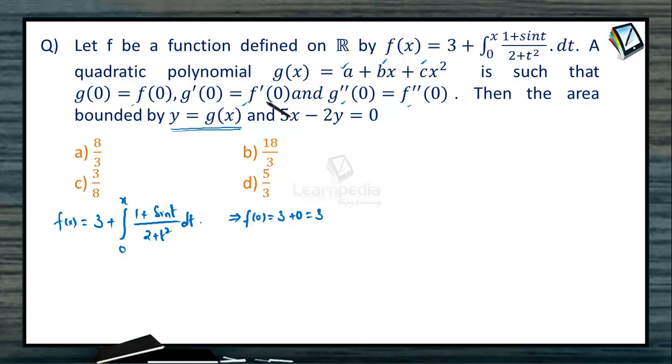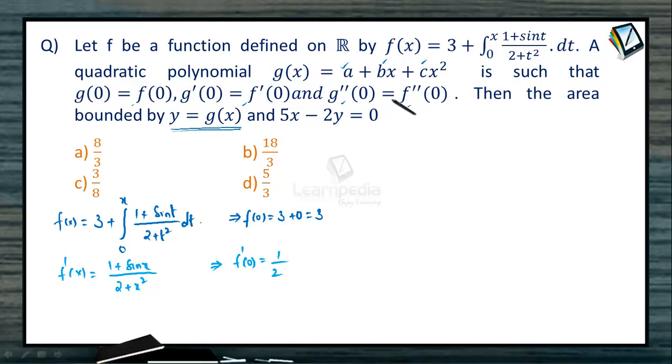But apart from f of 0, we also need f dash 0. Now what happens when we differentiate this function both sides with respect to x? We get f dash x equal to (1 plus sin x) by (2 plus x square), right? So once we have f dash x, can we calculate f dash 0? What will be the value of f dash 0? 1 plus sin 0, that is 1, by 2 plus 0, that is 2. So we got f dash 0 also.